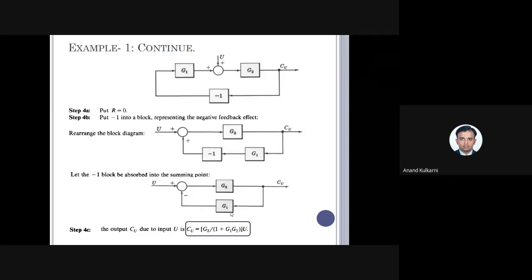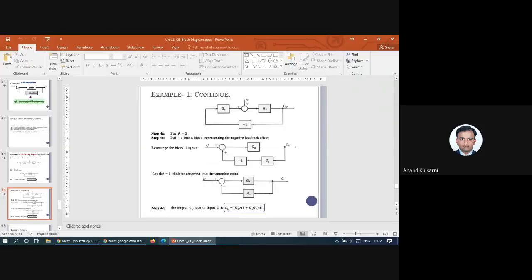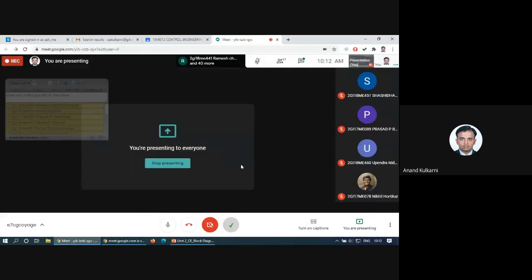Is it clear? Any doubts? Anybody having any doubts with respect to this kind of problem? We'll solve one more problem, but at this moment, do you find any doubts here? Please feel free. Sir, yes, tell me.